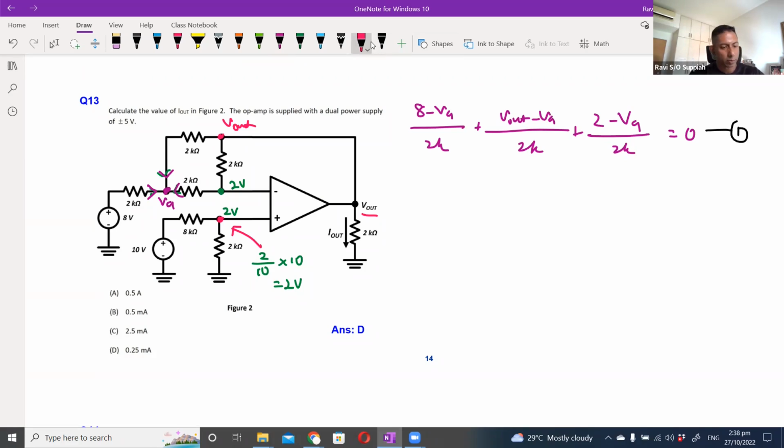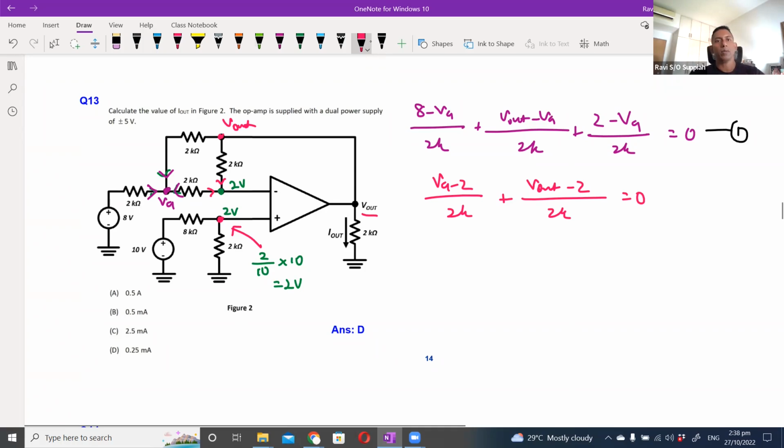For the second expression, I can do the same thing. I can say that all the current flowing in can be 0. And since there is no current flowing in the terminal directly connected to the op-amp input, we can leave out that branch. So basically you only have 2 branches here. So I can say that VA minus 2 over 2K plus V out minus 2 over 2K equals to 0.